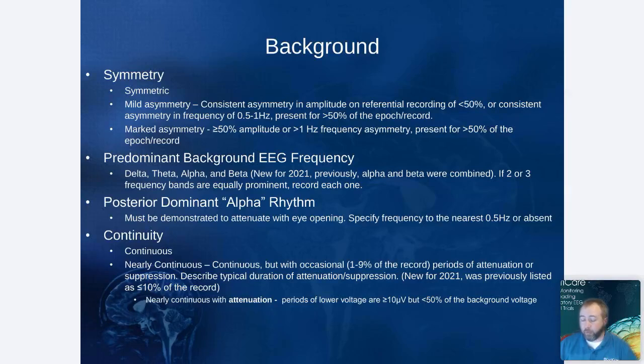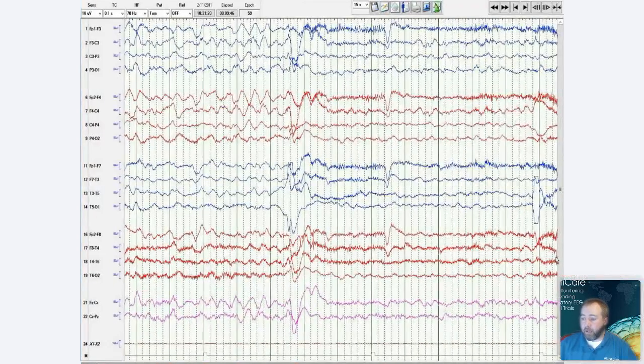Again, another change for 2021. It was previously listed as just less than 10% of the record. Now they've adjusted it to be 1 to 9. So another very just little change. And here is a pattern that you can see is nearly continuous, but with attenuation. So this is not suppression.